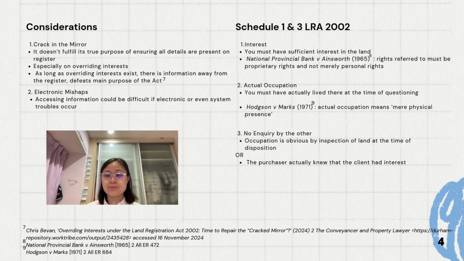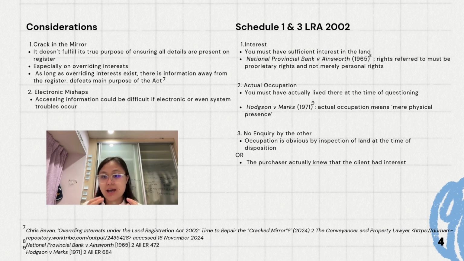Right now, I will explain Schedules 1 and 3 in detail regarding overriding interests because it is relevant to Tina and David. In order to override the original purchase of the land, you need to satisfy three elements. The first is interest. You must have sufficient interest in the land. According to National Provincial Bank v Ainsworth, I quote, rights referred to must be proprietary rights and not merely personal rights.